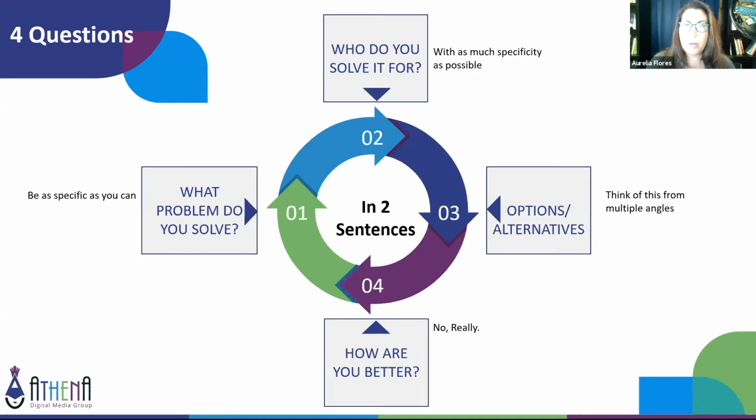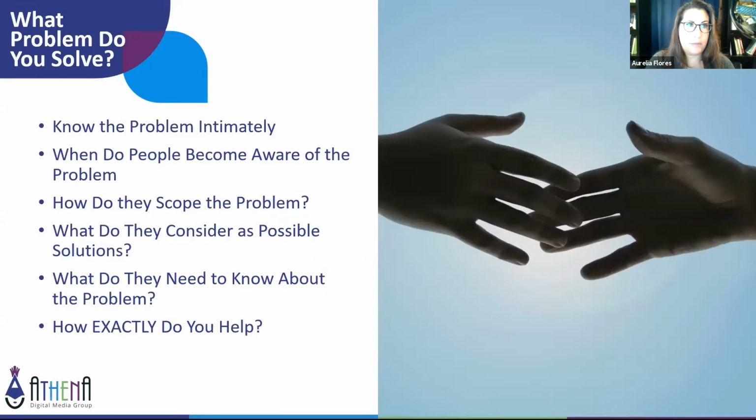When we're talking about marketing, the most important thing you want to do always in your business is be able to answer these 4 questions. What problem do you solve? Who do you solve it for? What are the alternatives or options that are out there? And how are you different and better? So let's go into each of those pieces. What problem do you solve?